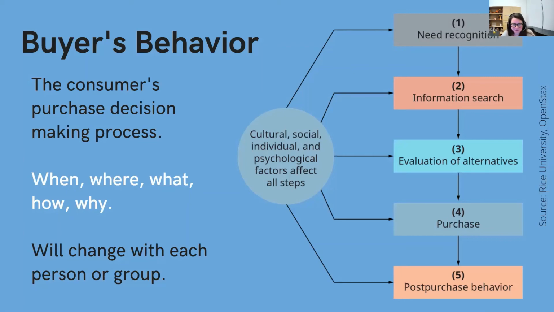When do they realize they need something that you can provide? Where do they find it? What are they looking for? How do they purchase it? And then at the very end, why? This buyer's behavior will change individually. There's not a set group that we can ascribe this to.